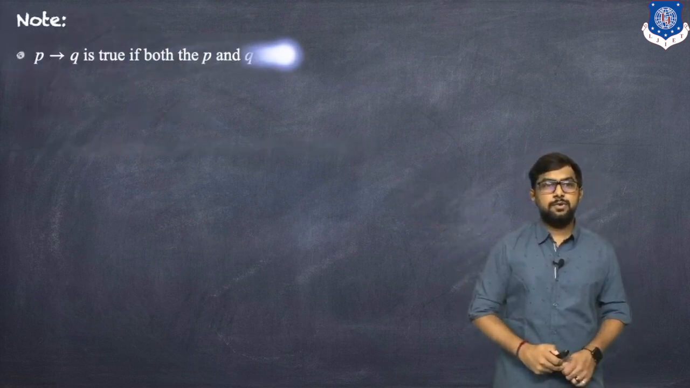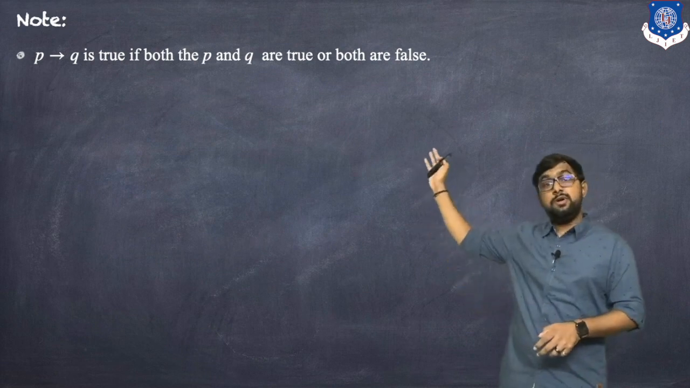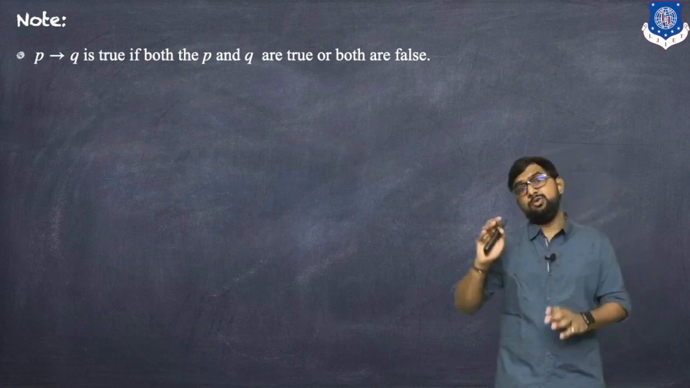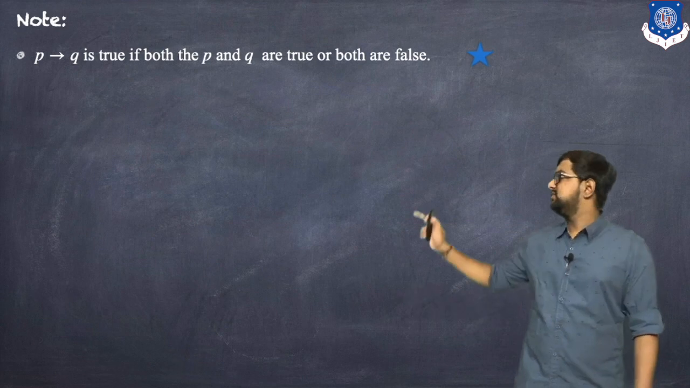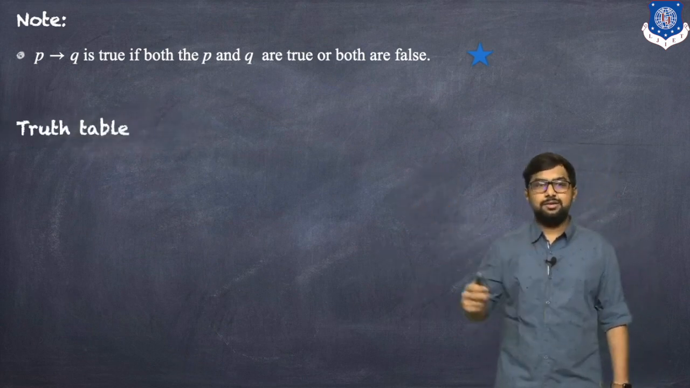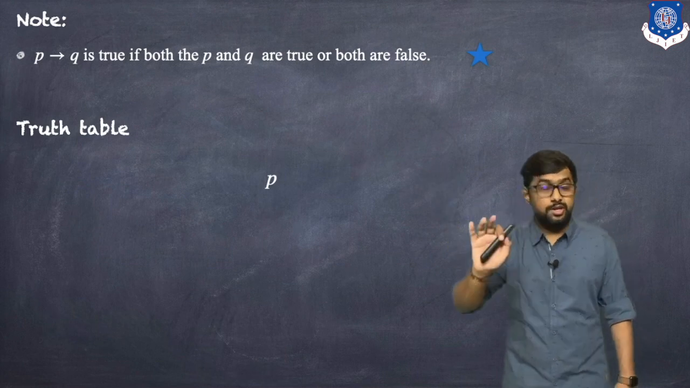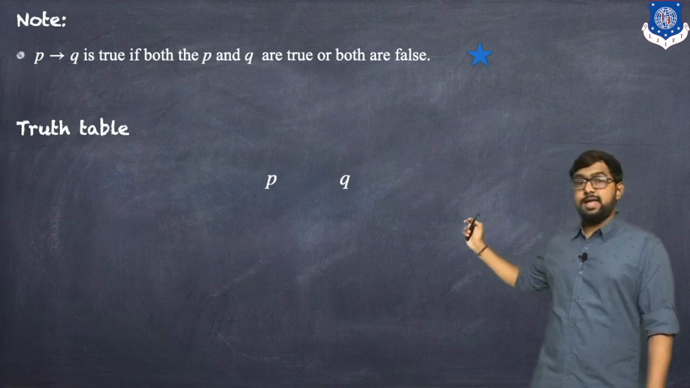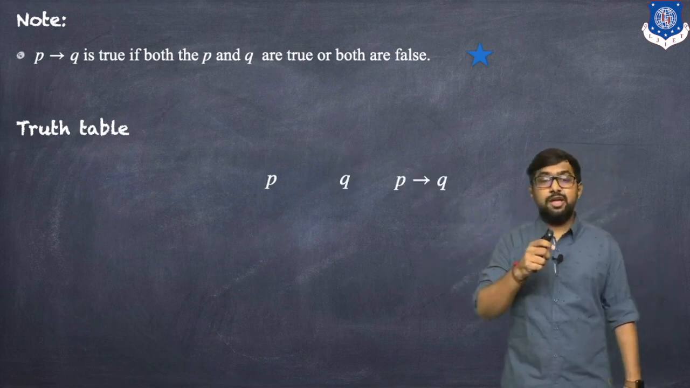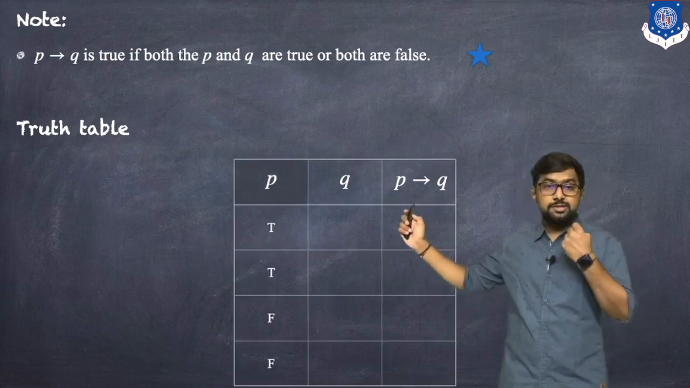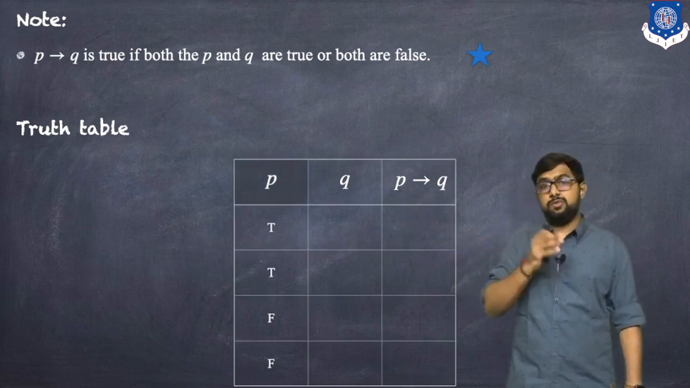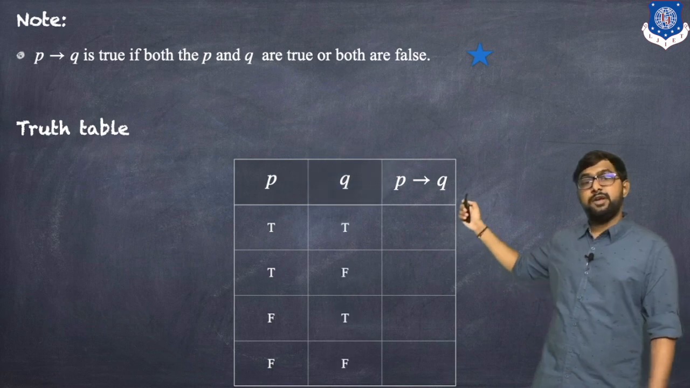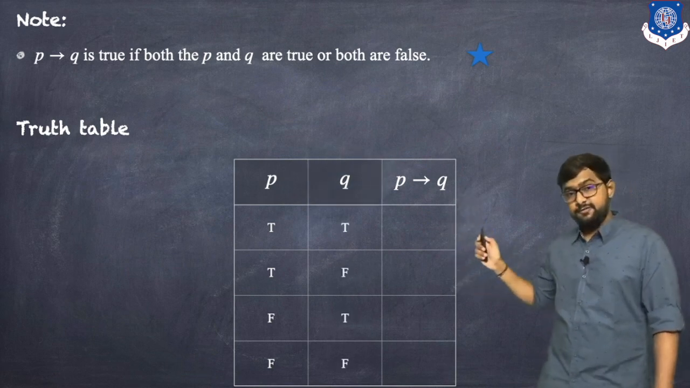Note: P implies Q is true if both P and Q are true or both are false. Again, P implies Q will be true if both are true or both are false, and this one is important. Now let us construct the truth table. As it is not a unary connective, we will have two statements, P and Q, and then P implies Q. As we have two statements, there will be a total of four possibilities: both true, both false, one true and the other false, and one false and the other true. So T, T, F, F, then T, F, T, F.